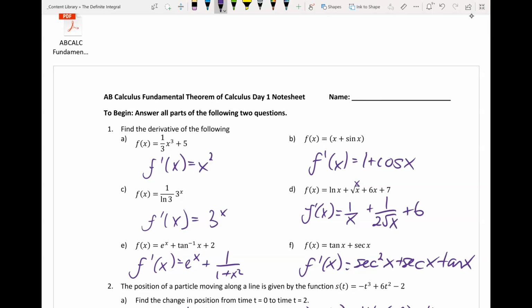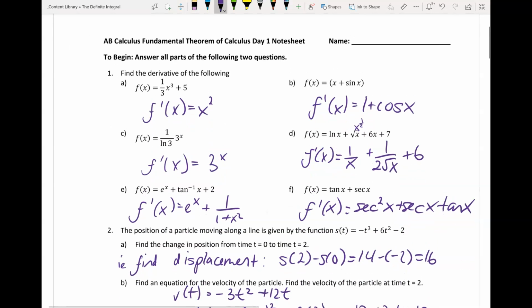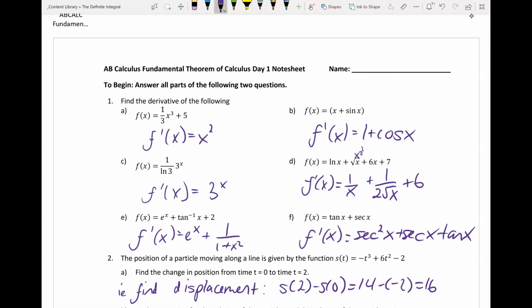Here is x to the power of a half, so you bring down the half and subtract a 1 from it, which is negative a half for your power, and you can rewrite that as a fraction. Then the derivative of 6x is 6. For e, the derivative of e to the x is still e to the x. Your inverse tan derivative is 1 over 1 plus whatever is in the bracket there, which is just going to be x to the power of 2. Then lastly, the derivative of tan x is secant squared x, and the derivative of secant x is secant x tan x.